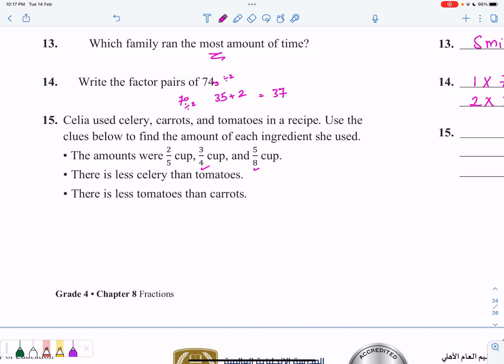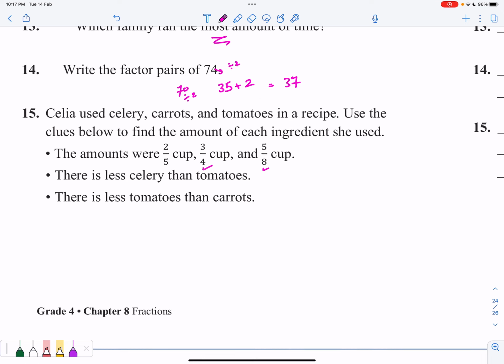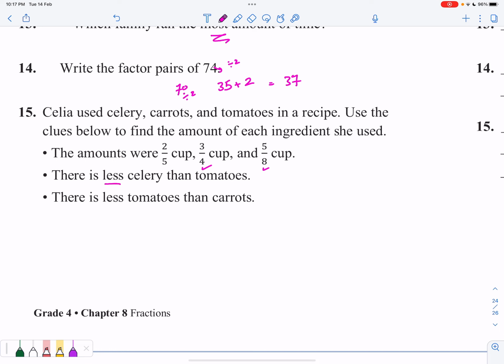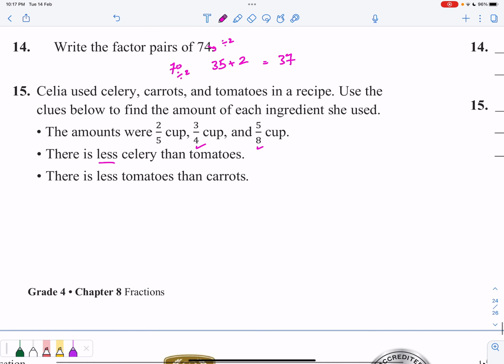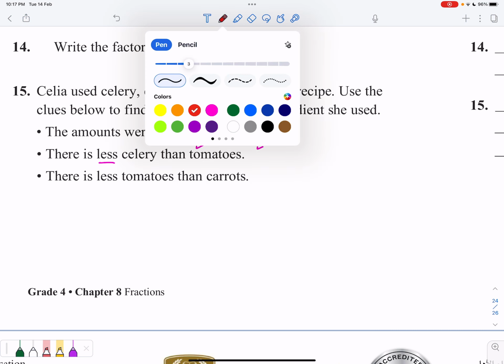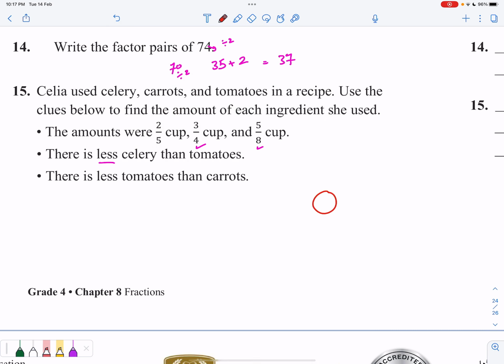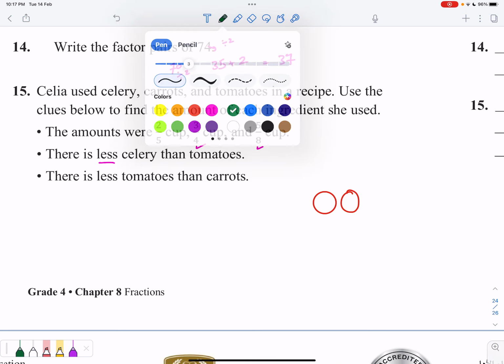There is less celery than tomatoes. Let's focus on that: less celery than tomatoes. So this means that celery is a very small amount, because it is less than tomatoes. Let's try to draw that. Let's draw tomatoes. For example, these are tomatoes.